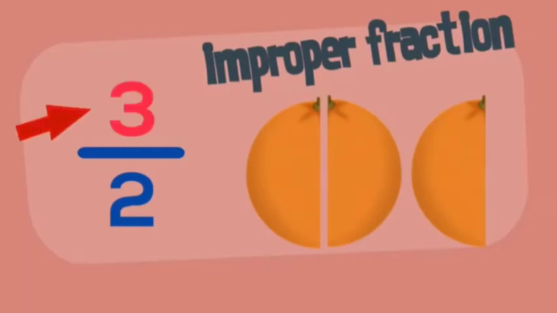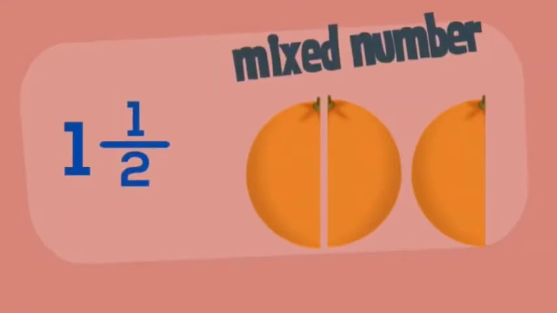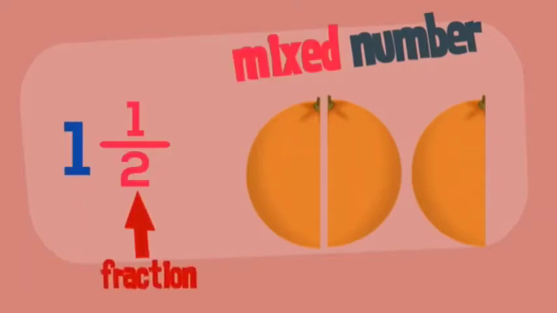Improper fractions have a numerator larger than their denominator. An improper fraction can also be expressed as a mixed number. It's called a mixed number because it's a mix of a whole number and a fraction.